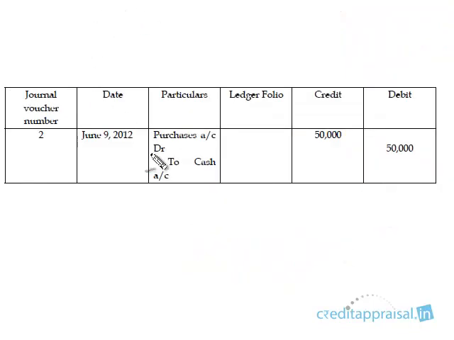Let us take another example. Here we have a second entry, purchase account debit to cash account. That is, we are purchasing material on cash. So purchase account is the debit effect and the cash is the credit effect. So what we do, we open two separate pages in the ledger.